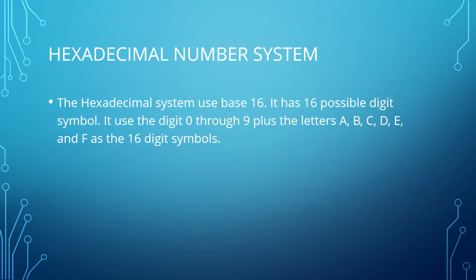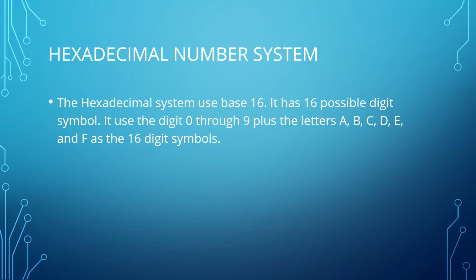Next comes the hexadecimal number system. The hexadecimal system uses the numbers 0 through 9 and the letters A, B, C, D, E and F. There are totally 16 digits and symbols. So it has 16 digit symbols and hence the base of the hexadecimal number system is 16.